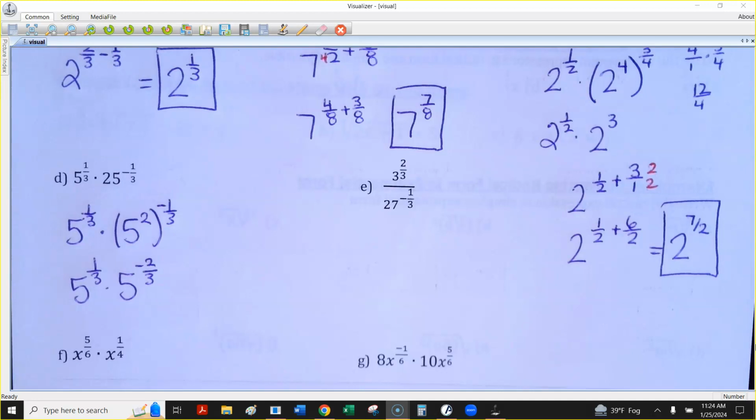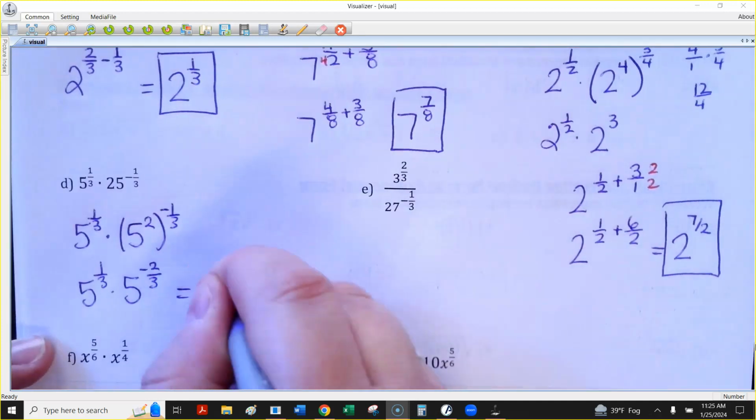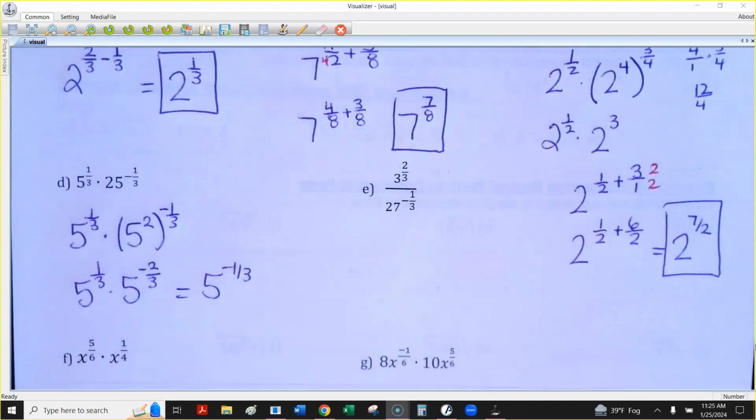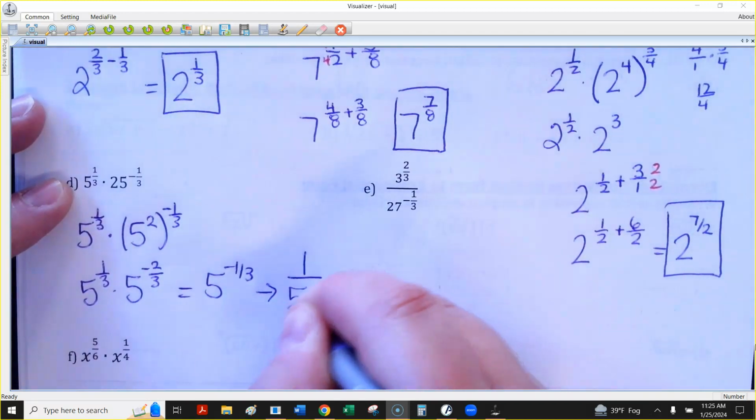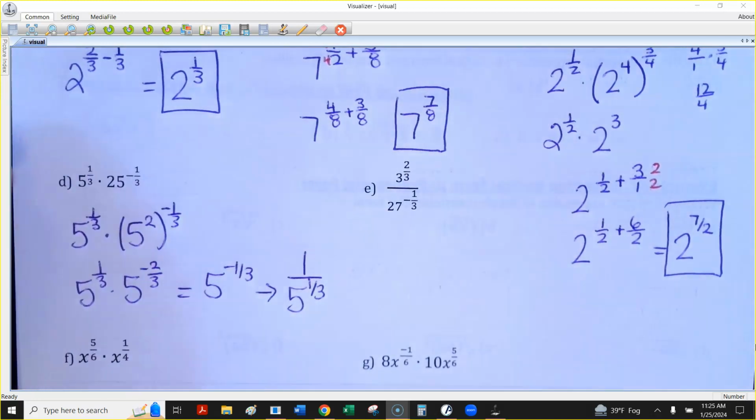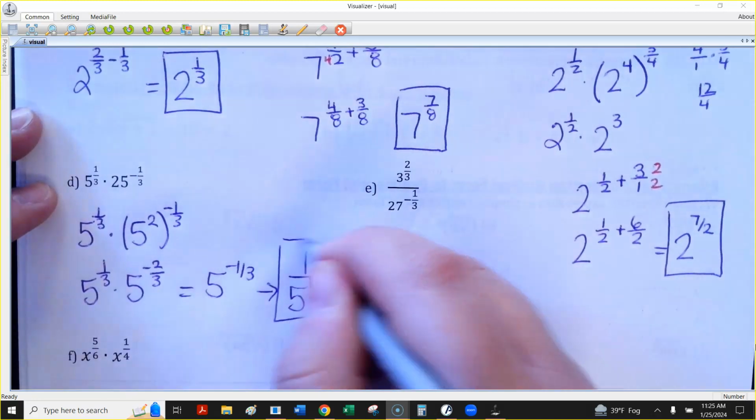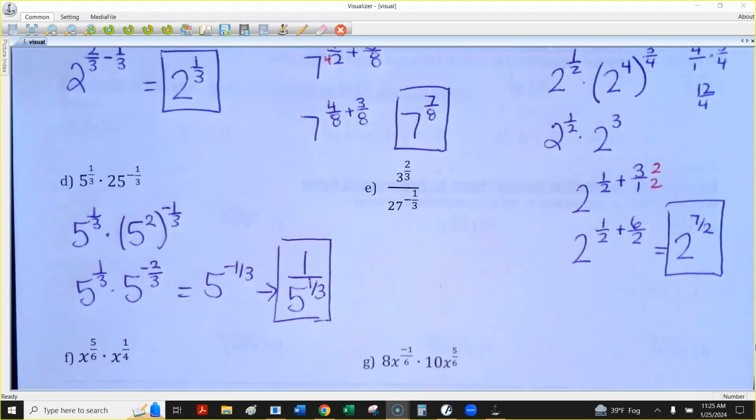So 1/3 minus 2/3 would be 5 to the negative 1/3 power, and I know this is a little annoying, but if you remember, we're not allowed to have negative exponents, so I'd have to write that as 1 over 5 to the 1/3 power. Okay, and let's try one more. I tried to put some of these on here that are a little trickier with the exponents, where you have to create a like base.